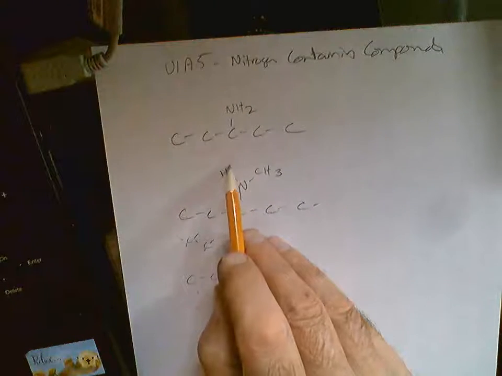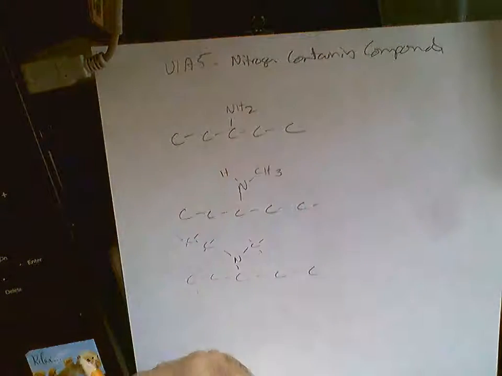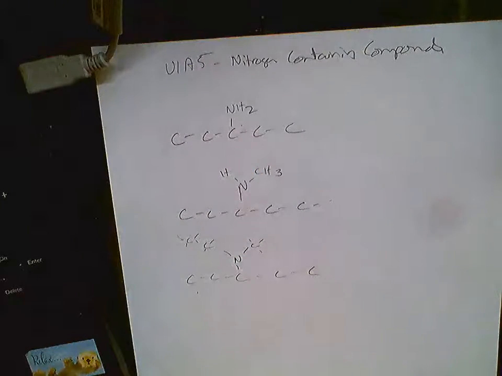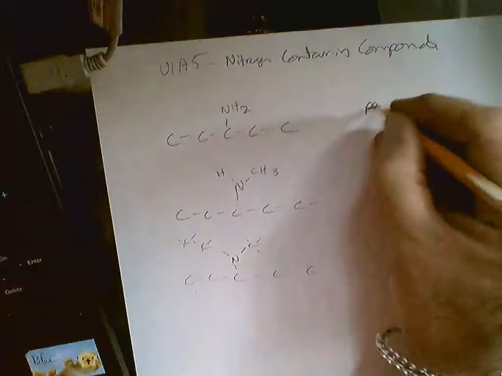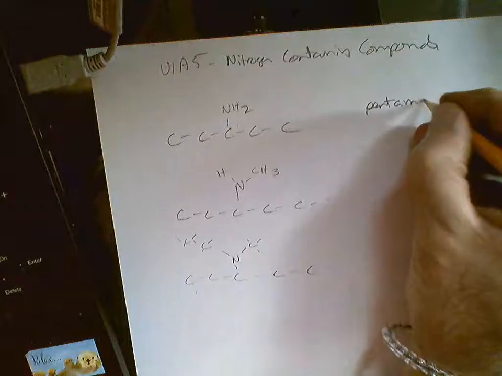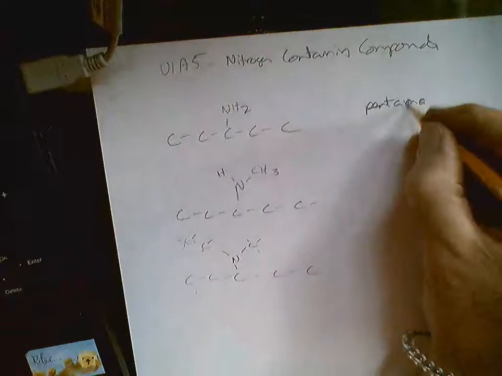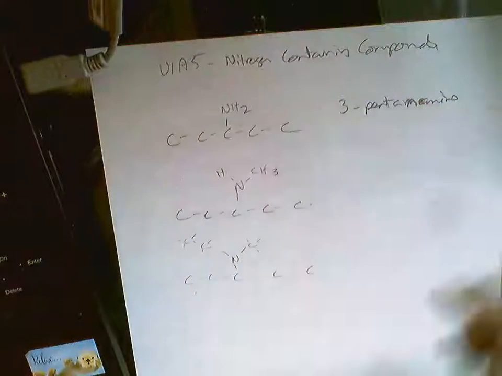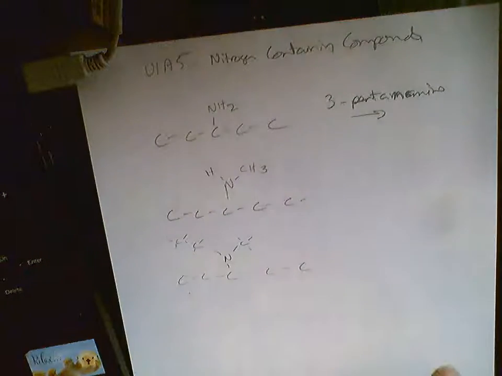So when we have a nitrogen-containing compound, we call it an amine. There are other ones, but we're going to deal with the amines. Longest chain, 1, 2, 3, 4, 5. That's a pent. The suffix is pentanamine. And it's on the 3rd carbon, so it's 3-pentanamine. Remember, the amine comes after the root.